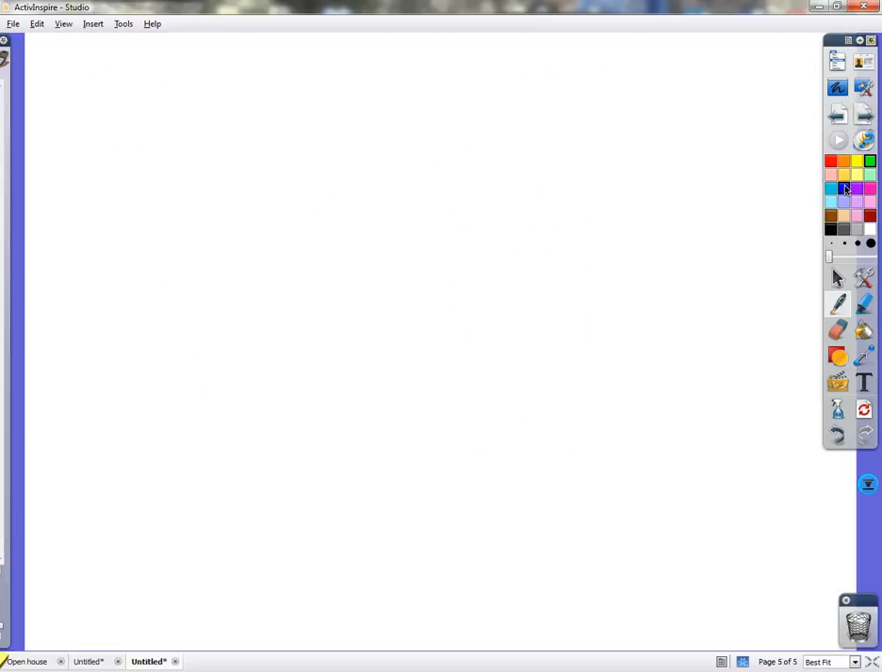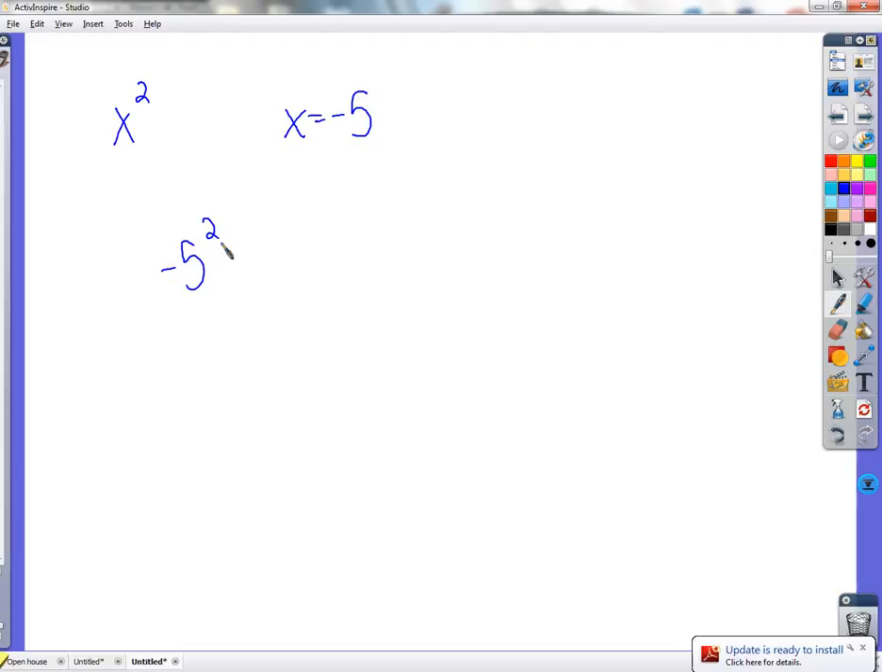Now, let's say we're looking at x squared. And let's say we want to let x be negative 5. And here's the thing I want to draw your attention to. What does that mean? What am I going to do with this negative 5? Substitute for x. Just substitute it for x. Okay. Did I substitute it for x? Well, it depends on how you're thinking about it. What is supposed to happen to x? Square it.